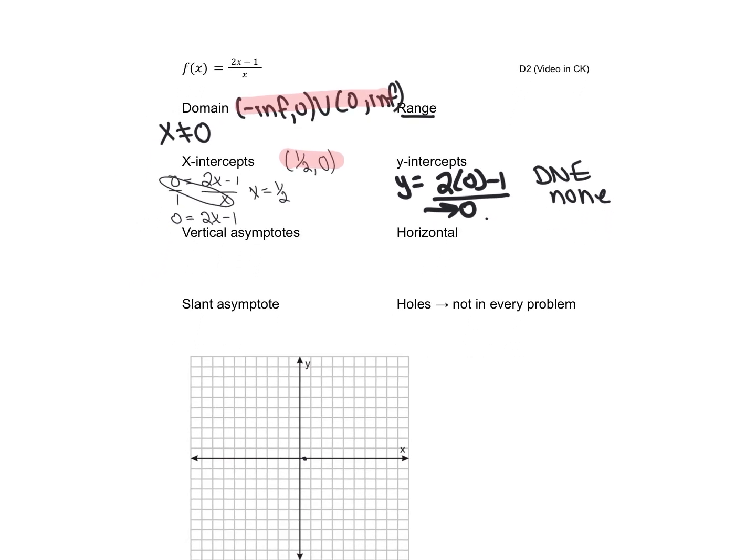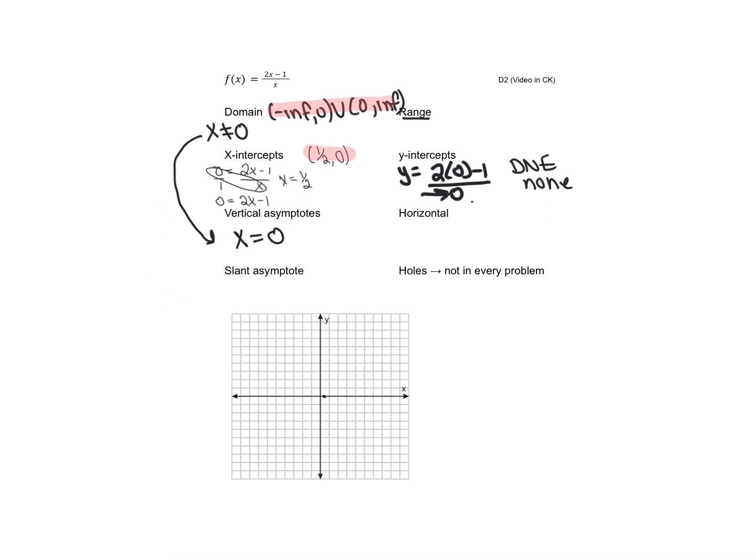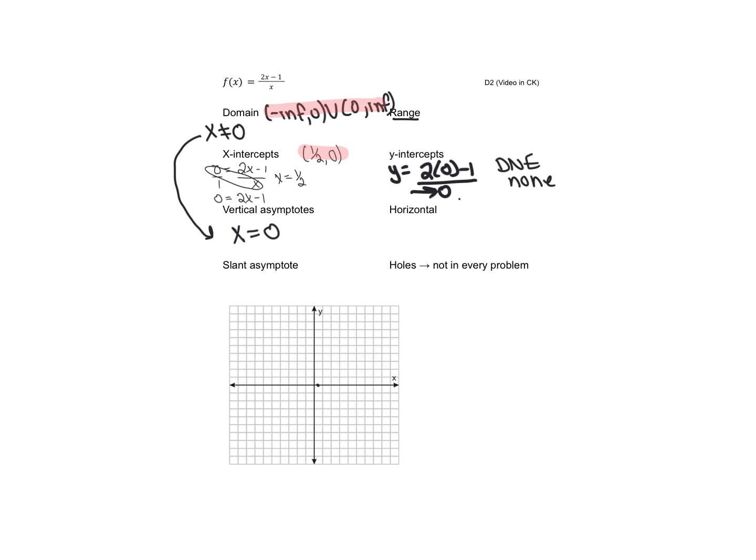Our vertical asymptote is pretty much just the restriction that we had up there after it was simplified. We couldn't simplify anything from the very beginning, which means our vertical asymptote is at x equals 0. That's a vertical line here, so I'm going to draw my vertical asymptote in there.